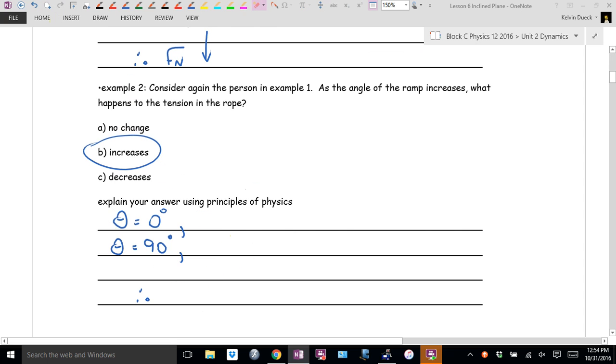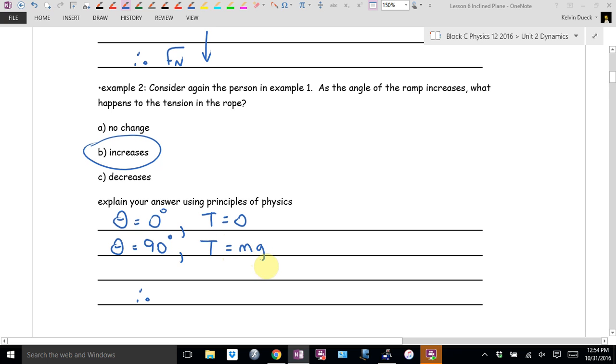At 0 degrees, when the ramp is flat, wouldn't the rope be slack? What would that suggest about the tension? Okay. What about at 90 degrees when he's dangling? What's the tension equal to? I can even tell you exactly.